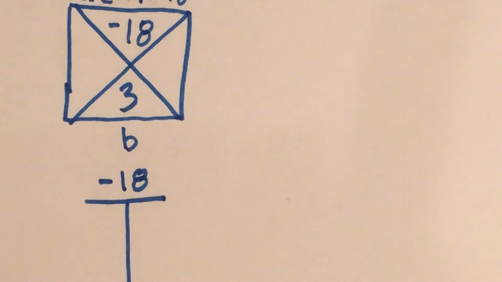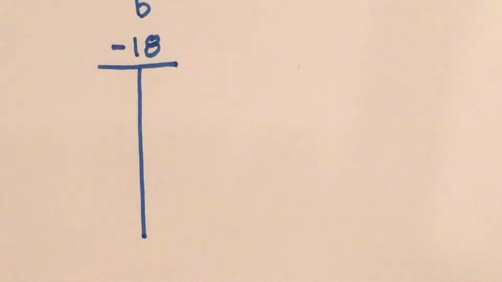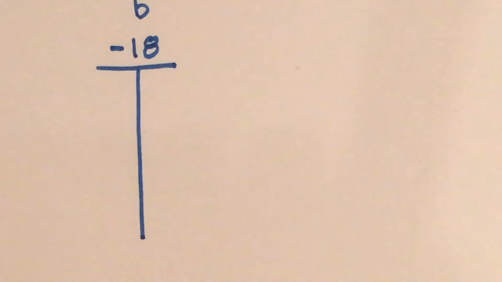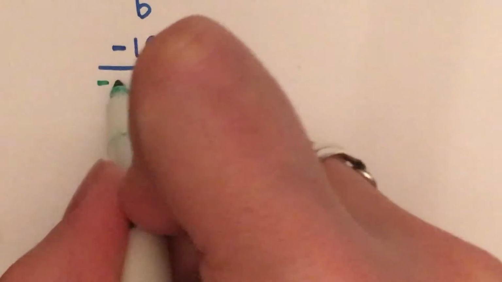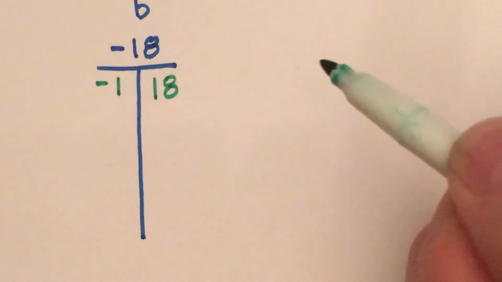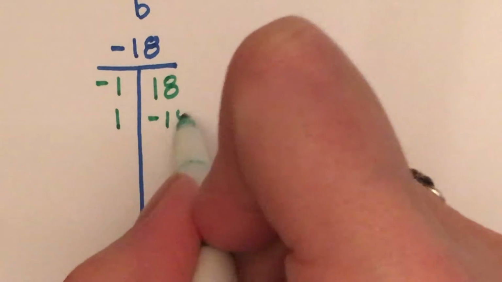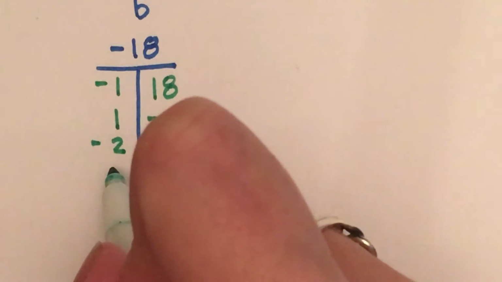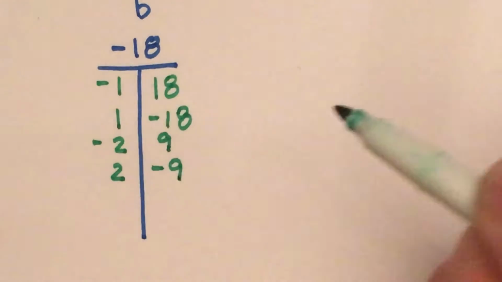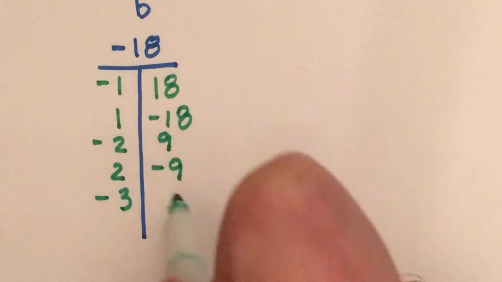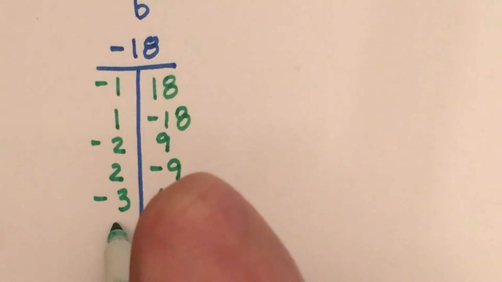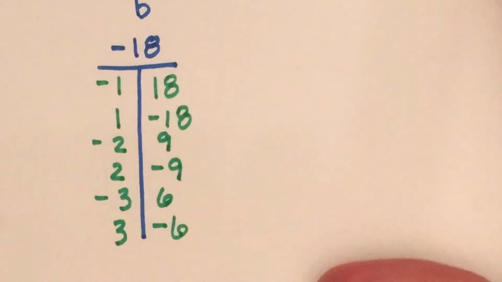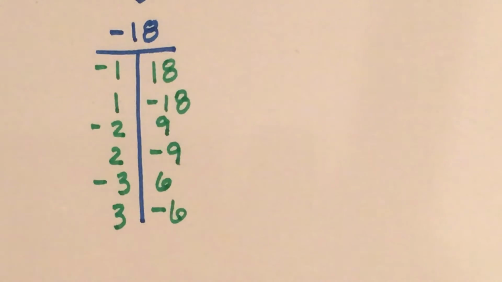So being that this is a negative 18, we have to remember that we're going to use our negative on alternate sides of the t-table as we work through our factors. Negative 1, positive 18. Positive 1, negative 18. Negative 2, positive 9. Positive 2, negative 9. Negative 3, positive 6. Positive 3, negative 6. Okay, there are all of my pairs of factors.